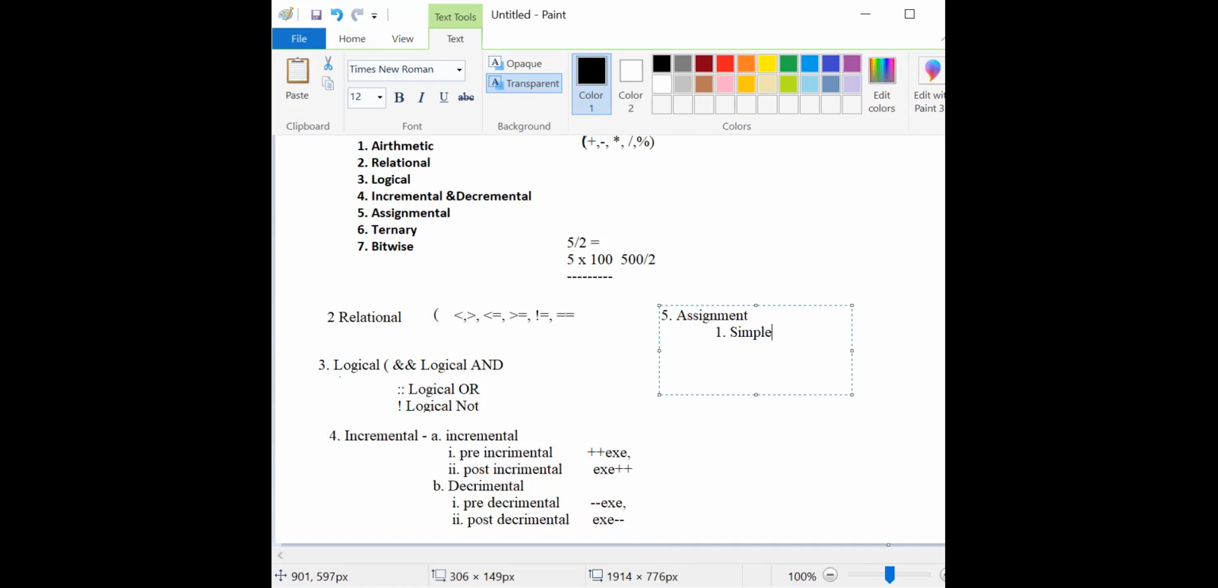Okay, simple operator. This simple operator symbol is always just a single equal to. Don't forget these symbols.